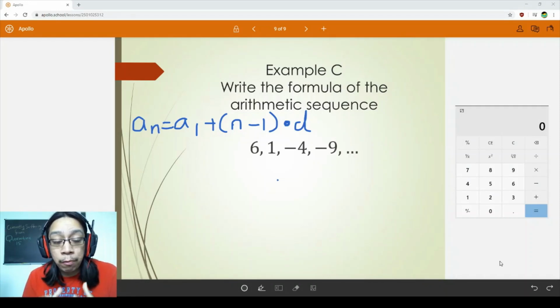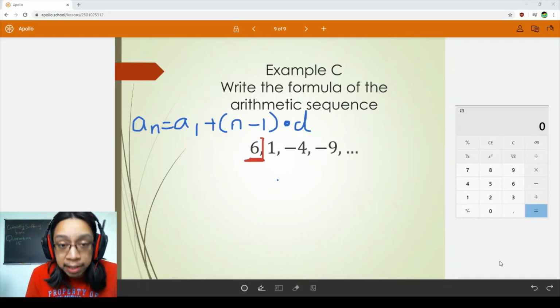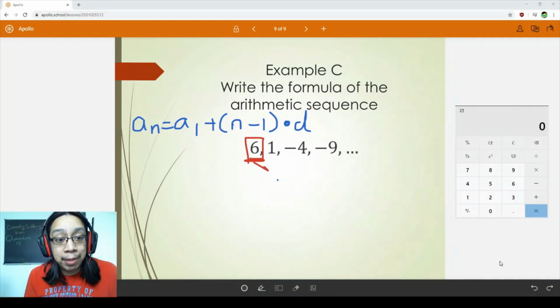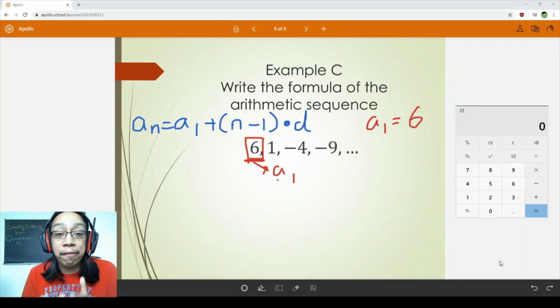a1, remember, is the first number, the first term on our list. So if they give you a list here, ask yourself, what is the first number in my list? Well, the first number in my list is 6. Well, guess what? That 6 is going to be the first term. That's going to be your a1. So I'm just going to write down on the side here that a1 is going to be 6 because it's the first number in my list.